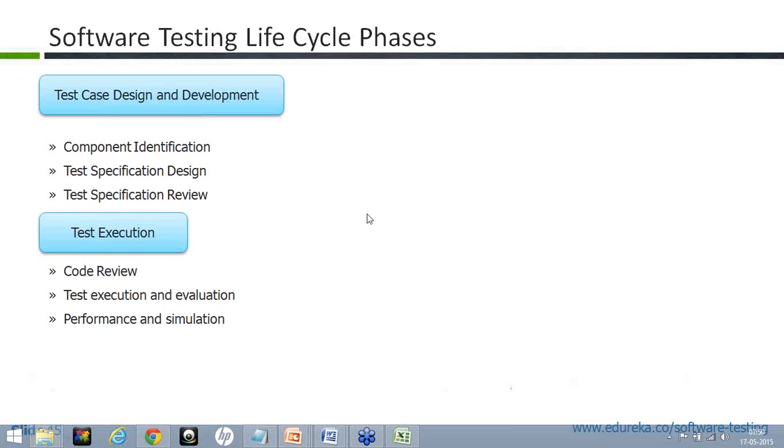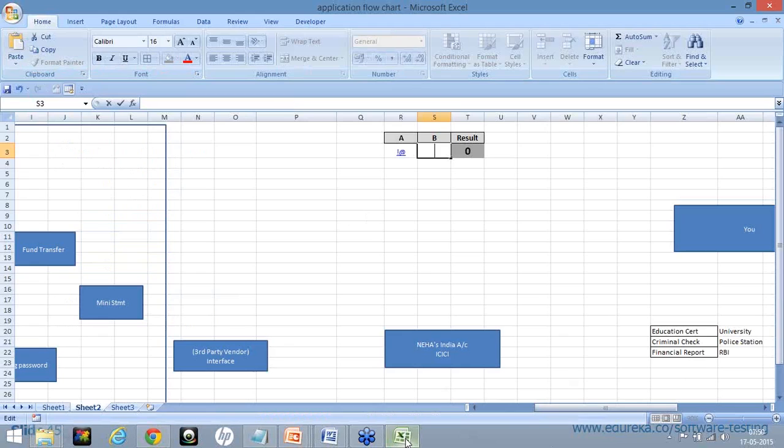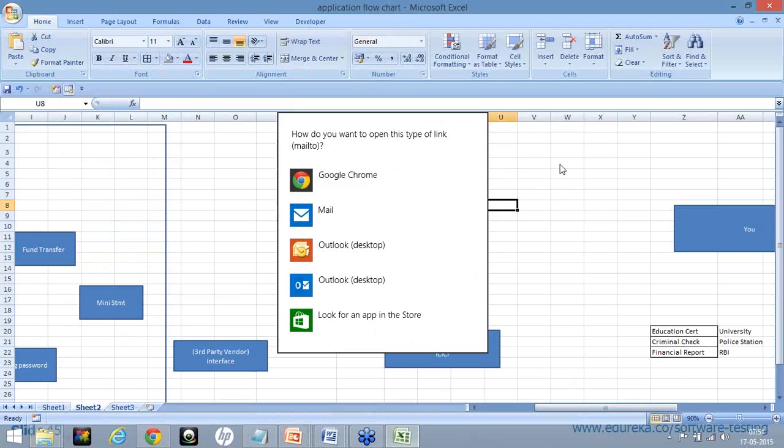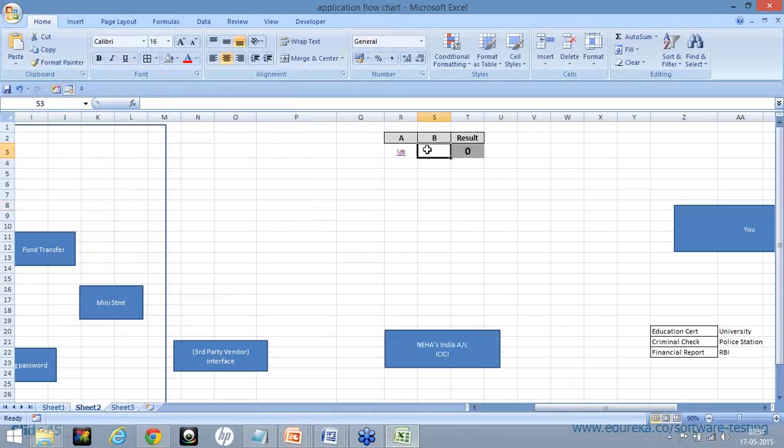And now, test execution and evaluation. What is test execution evaluation? Yesterday we saw the expected result and the actual result. You remember? So that is evaluation. Your actual result should match the expected result. I hope I'm not confusing you. Let me repeat again.